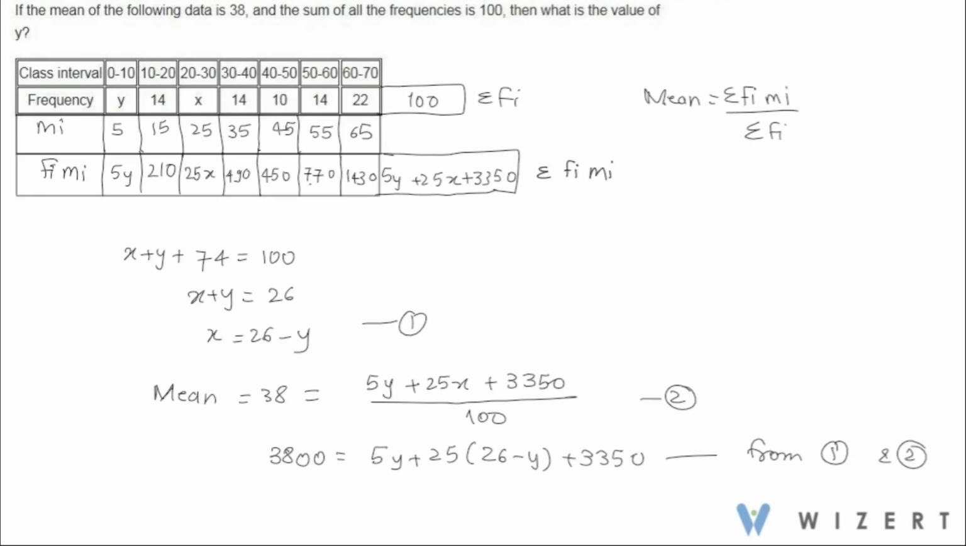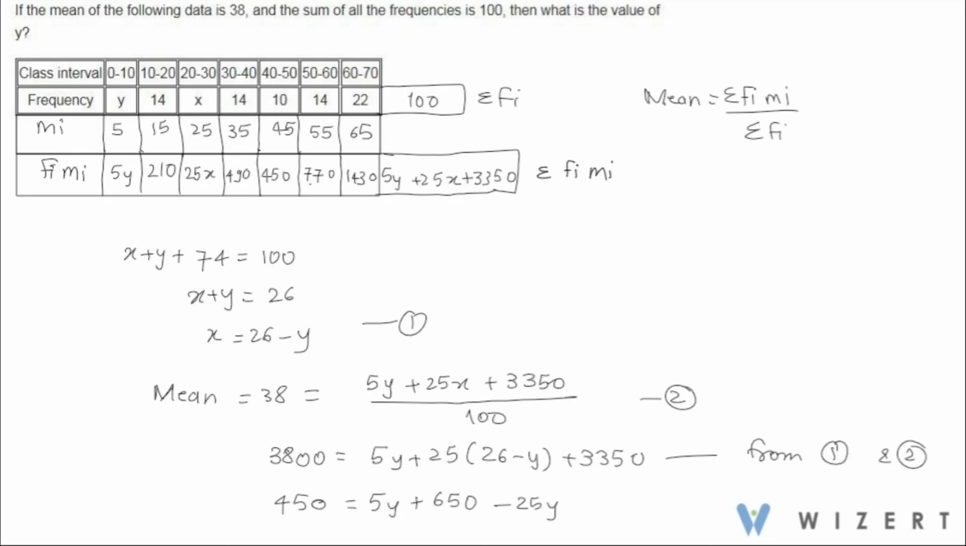3350, which is 450. So this is 450 equal to 5y plus, now we have to find 25 multiplied by 26: 25 6s are 150, 25 2s are 50 plus 15 is 65. So we have 650 here minus 25y.